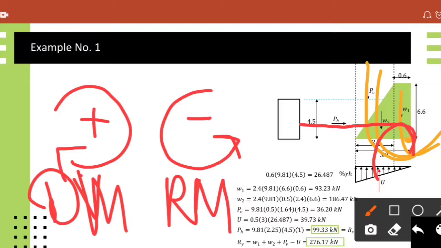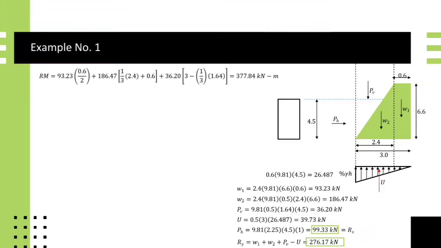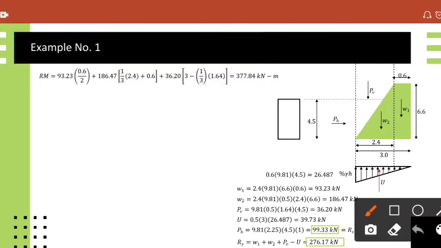So, proceed na tayo dahil naintindihan nyo na. Let's first solve for resisting moment. Sulat na natin. Rm is equal to 93.23, inuna ko si weight 1, times, ano yun? Dahil dito ka magmo-moment, kalahati ng 0.6 ang kukuhanan mo, kasi nasa gitna ang ating center of gravity, kalahati nun. So, 0.6 over 2. Dahil puro counterclockwise, puro plus lang tayo. So, plus the weight 2, which is 186.47.